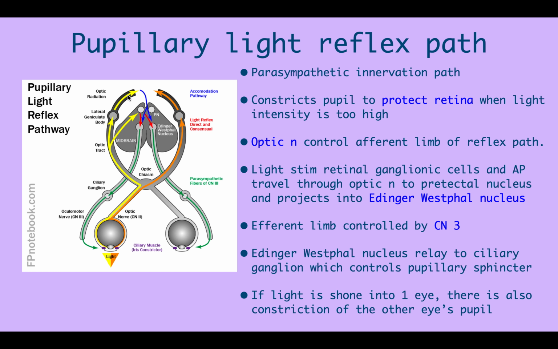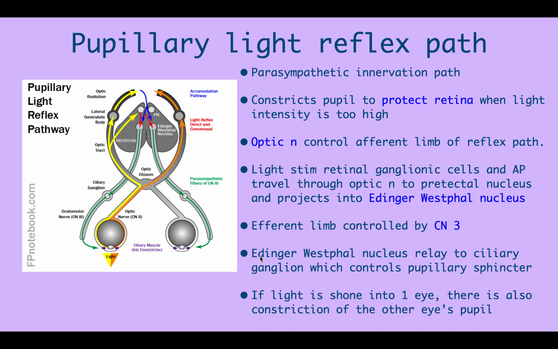And then from there it goes to the occipital lobe. Occipital lobe processes the information and sends it back to the Edinger-Westphal nucleus. And then from there it's going to send the action potential to the ciliary ganglion, and then to the oculomotor nerve in order to blink. So the Edinger-Westphal nucleus will also relay the information to the ciliary muscles. So there's a phenomenon called consensual constriction.